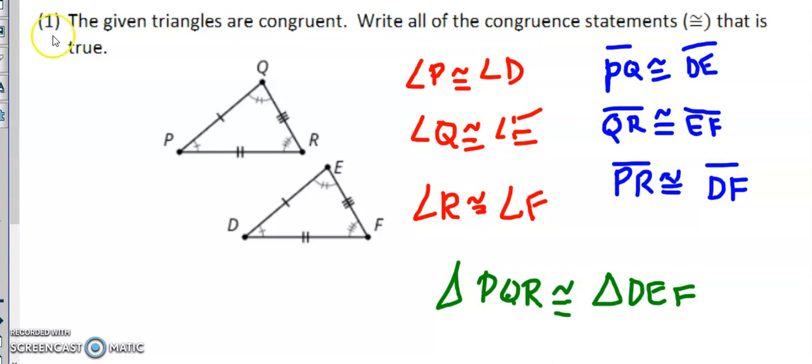So for those of you that were not there, when writing congruent statements, based on the markings here, angles P and D are marked the same, Q and E, R and F are also marked the same. That would be the red statements here. And then in terms of segments, PQ and DE, QR and EF, PR and DF are also marked the same. And then the two triangles are congruent to each other, based again on all the information.